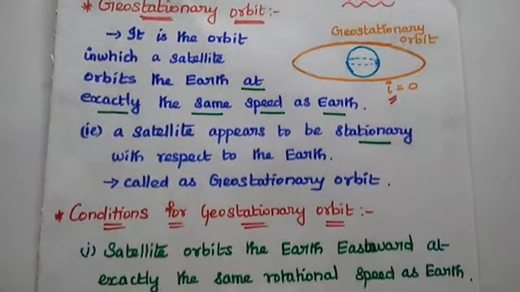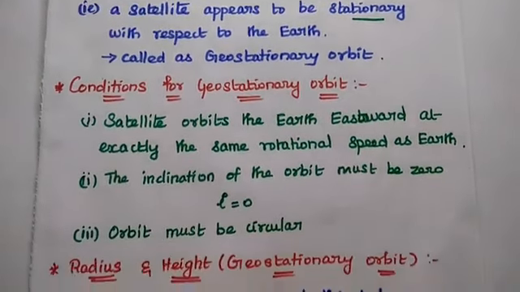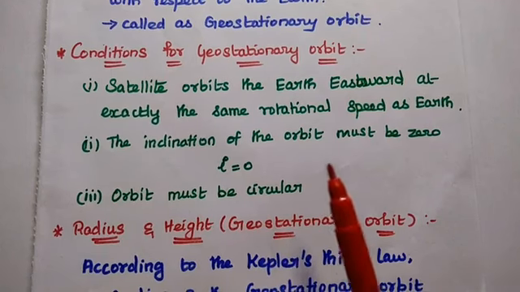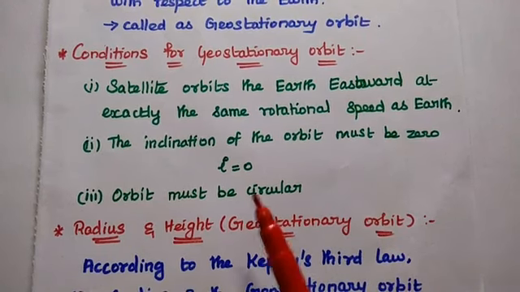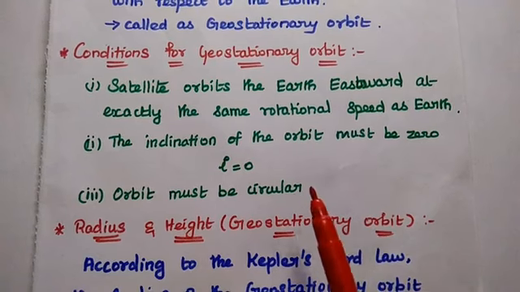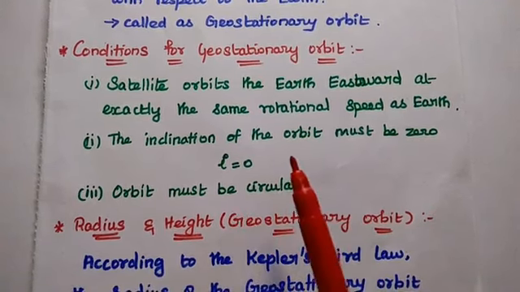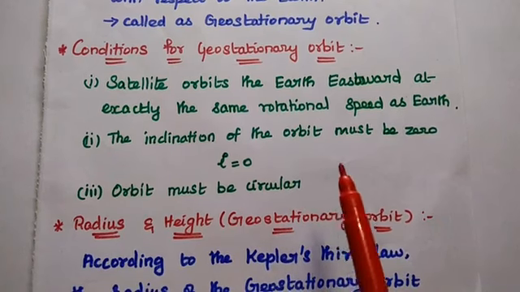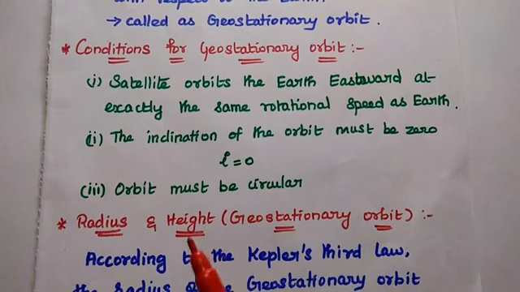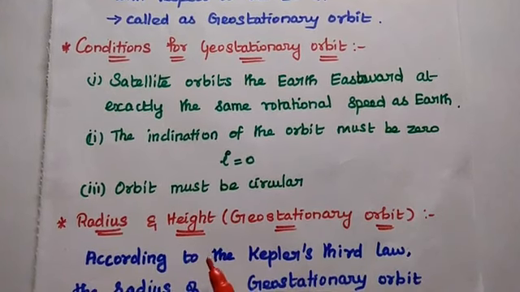Okay. So there are certain conditions for this geostationary orbit. The first one is that the satellite orbits the Earth eastward at exactly the same rotational speed as Earth. Hence, it looks like a stationary one. Here, the inclination of the orbit must be 0, i is equal to 0 degrees. Here, we can assume that the orbit must be a circular one.